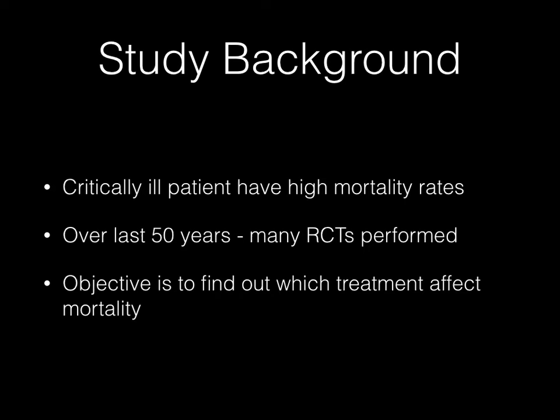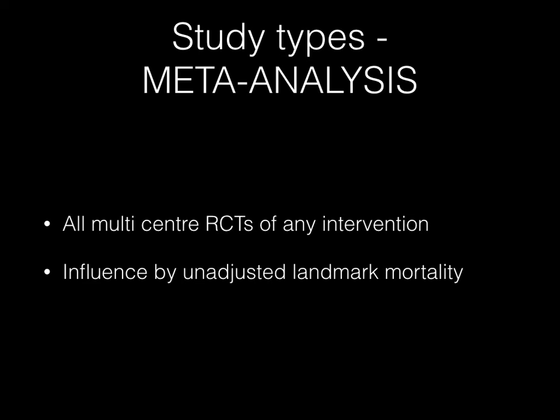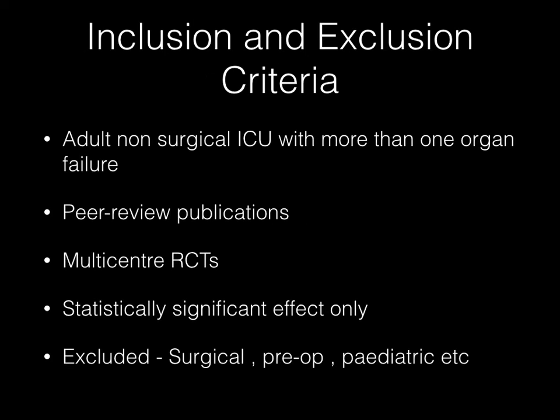They have taken all critically ill patients, those who have high mortality rates, from many RCTs over the last 50 years. The objective was to find out which treatments affect mortality in a positive or a negative way. So, study types: they have taken all meta-analyses and all multi-center randomized controlled studies of any kind of intervention influenced by unadjusted landmark mortality. What were those inclusion criteria and exclusion criteria?